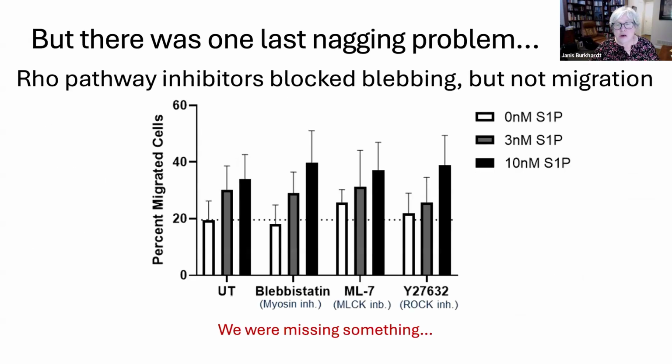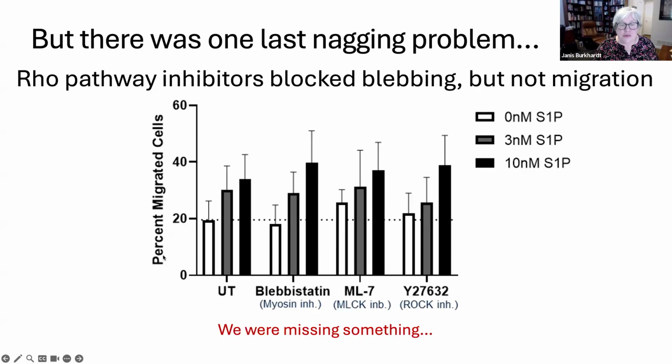Okay, so everything was looking good, except that there's one thing I glossed over. Some of you may have caught it. Which is I told you that when we treat cells with myosin pathway inhibitors, ROCK inhibitors, or blebbistatin, we prevent the pressurization, we prevent the blebbing, but I did not tell you we prevent the migration. And I couldn't tell you that because it isn't true. So this was just something that we were completely stuck on and puzzled by for a very long time.